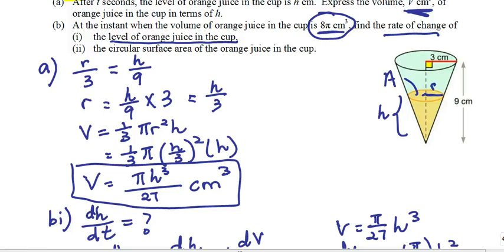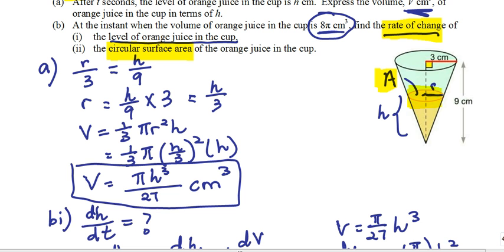Okay, now let's look at part B. In part 2, we want to find the rate of change, but this time round we want to find the rate of change of the circular surface area of the orange cup. So basically what we want to find is the area A, how this circular area here is actually changing with respect to time.